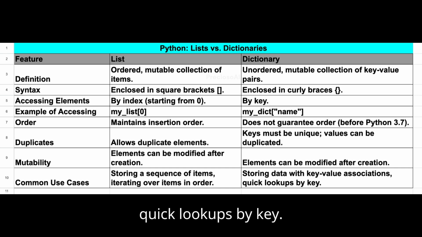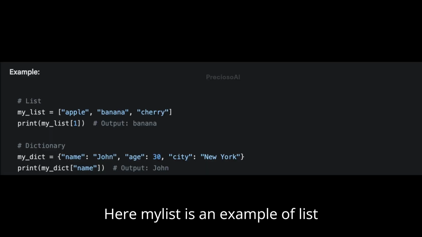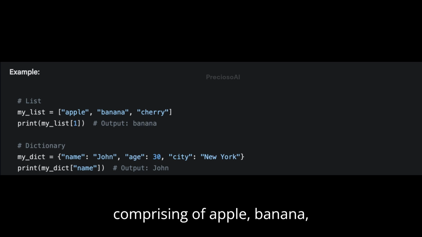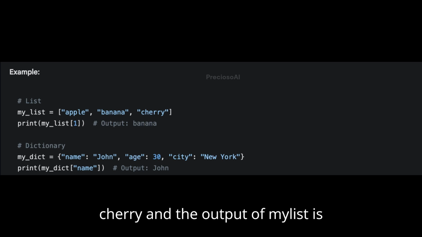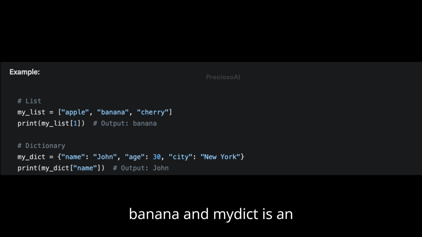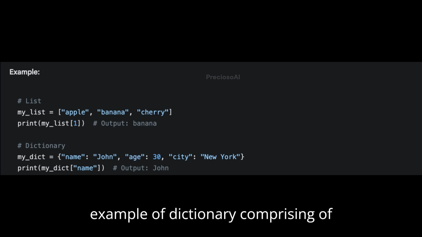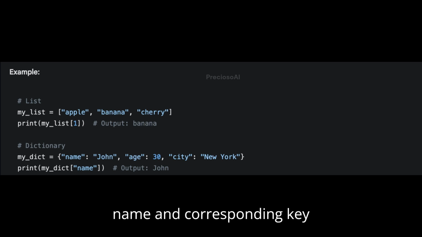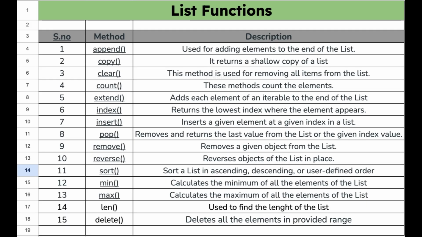quick lookups by key. Here, my list is an example of list comprising of apple, banana, cherry, and the output of my list is banana. And my dict is an example of dictionary, comprising of name and corresponding key values, and the output of my dict is John.